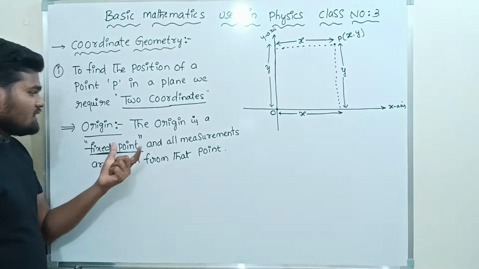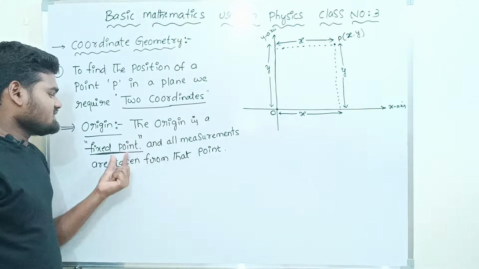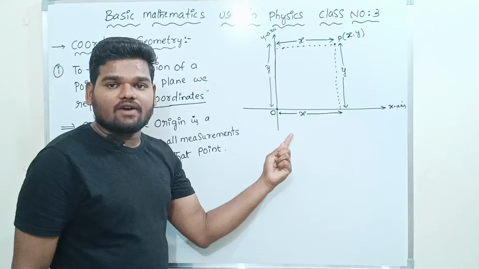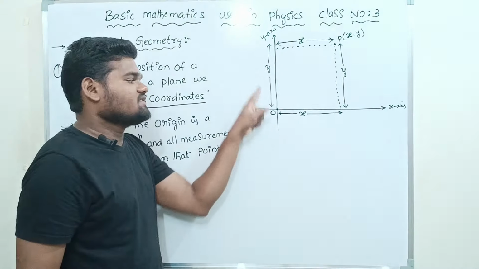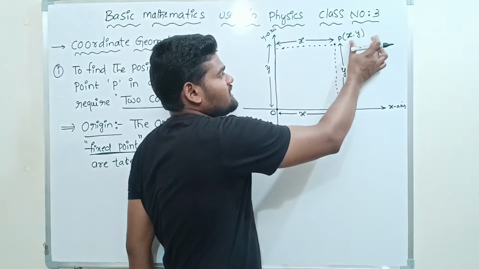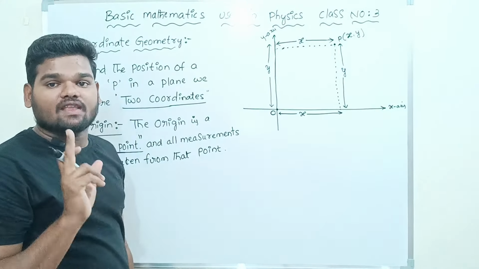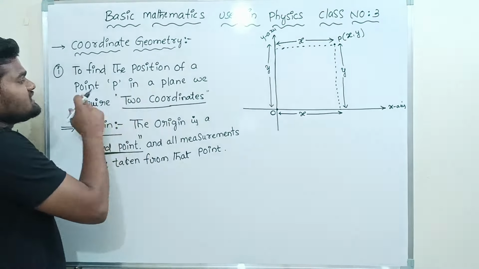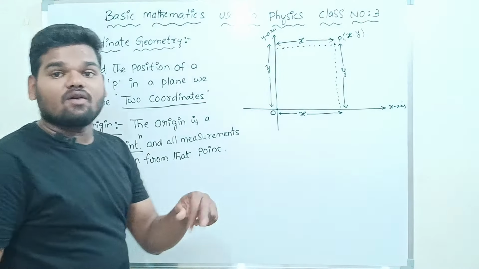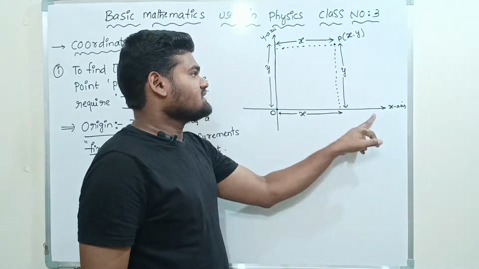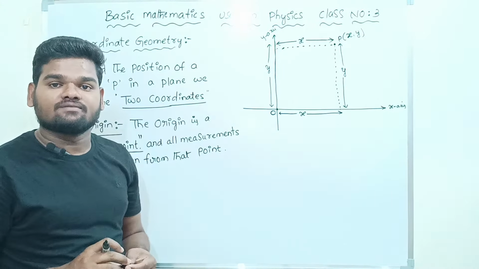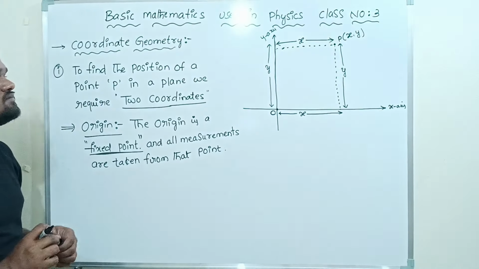Okay, so what is origin? Origin is a fixed point and all measurements are taken from that point. See, this x is measured from origin and this y is also measured from origin. What is the position of the point P? The position of the point P is x comma y. That means to find the position of a point P in a given plane, we must require two coordinates. How many coordinates did we get? See, x comma y, along the x-axis and along the y-axis, we got two coordinates. Is it clear? Write down.